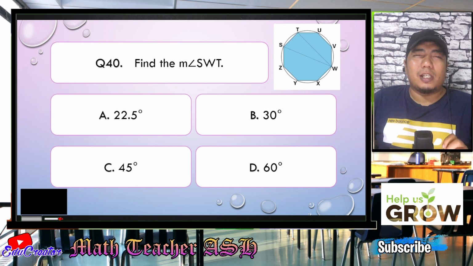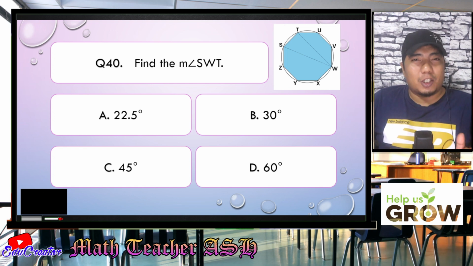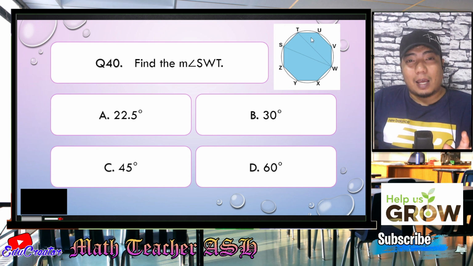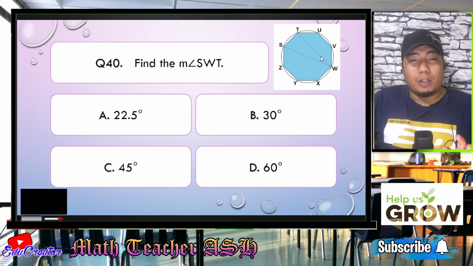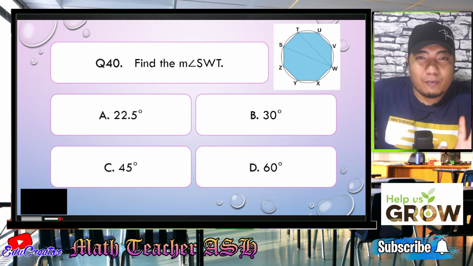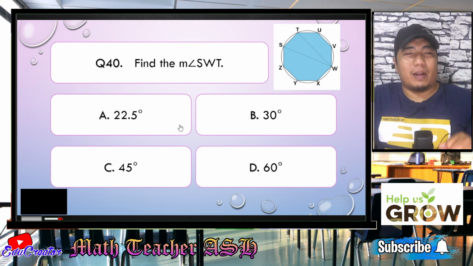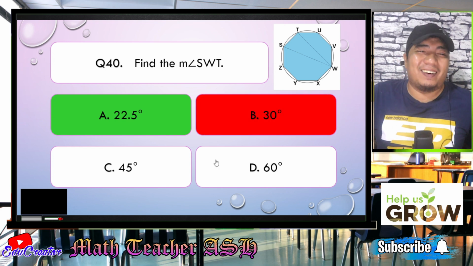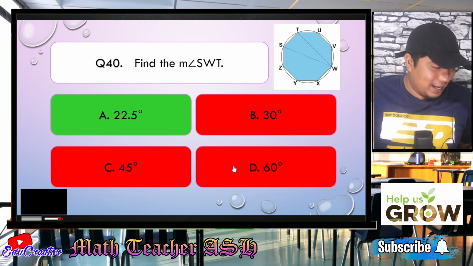Alright, math learners, since we already know the measurement of each arc, what we can do now, if this is 45 degrees, is remember that the intercepted arc is twice as much as its inscribed angle. So in order for us to know the measurement of the inscribed angle, we just divide it by 2. So that 45 earlier, you divide it by 2. What is half of 45? Very good. The correct answer is letter A. Alright. Easy, right? Very easy, my dear math learners.